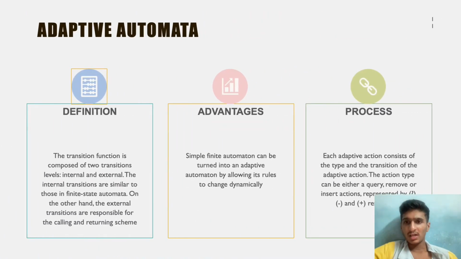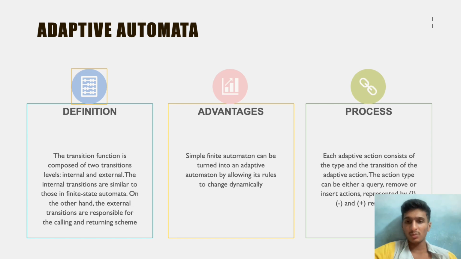Adaptive automata are a type of automata that can change their behavior based on their environment. They are often used to model systems that are subjected to change, such as the stock market or the weather. In game theory, adaptive automata are used to model the behavior of players in a game when the rules of the game change. The advantage of using adaptive automata is that any automaton can be turned into an adaptive automaton by allowing its rules to change dynamically.